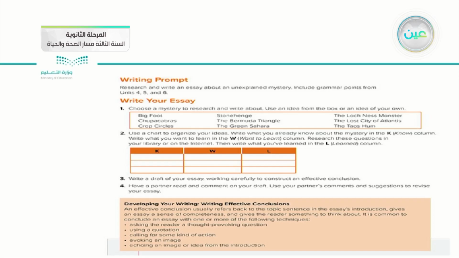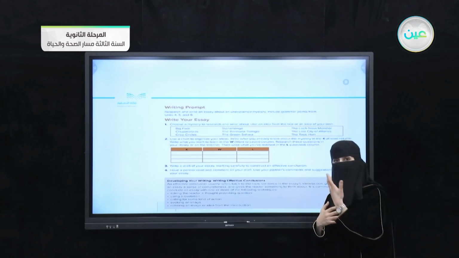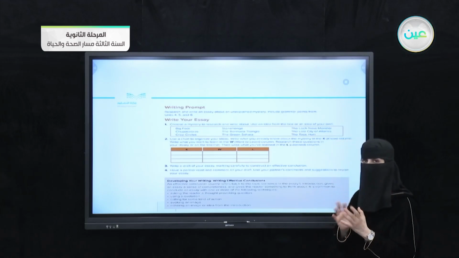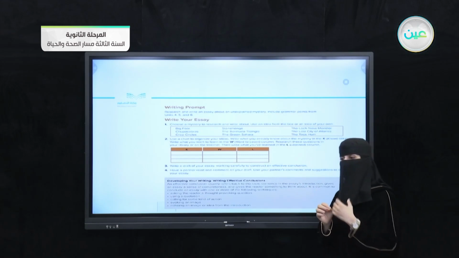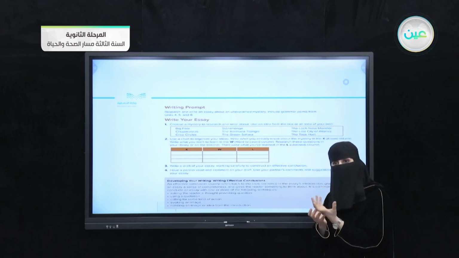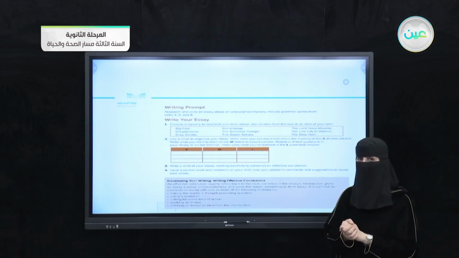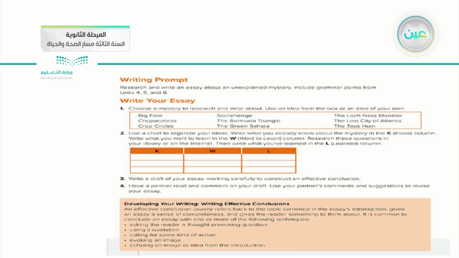Have a partner read and comment on your draft. Use your partner's comments and suggestions to revise your essay. This is the last step. When you finish and make a draft, give it to your peers or your friends or anyone to read it and try to improve yourself from his or her advice, to avoid mistakes, to analyze your idea, and so on. Try to think or ask him, what do you know about my research, or what do you understand from my research, and so on. And this is our 4th point.